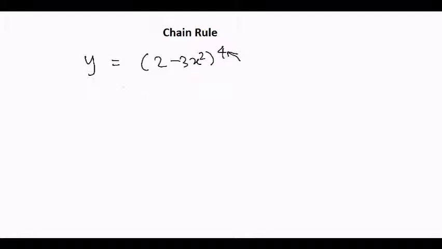So if y is equal to (2 minus 3x squared) to the power of 4, if we take u is equal to 2 minus 3x squared, then our y becomes y is equal to u to the power of 4. Now this is just a first step. So all we have to do is find dy/dx.